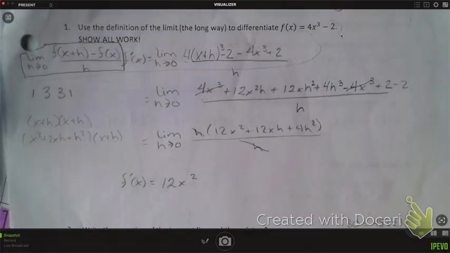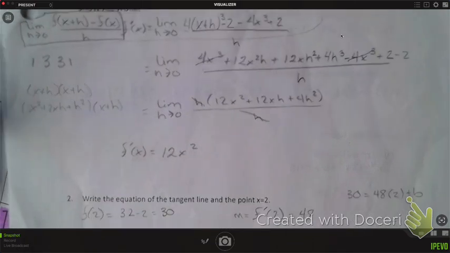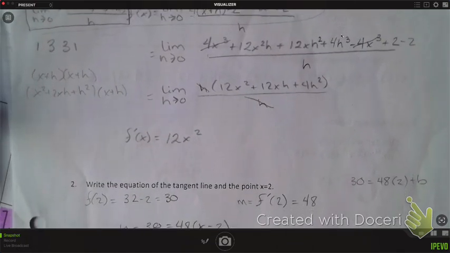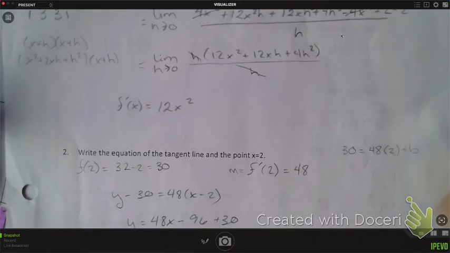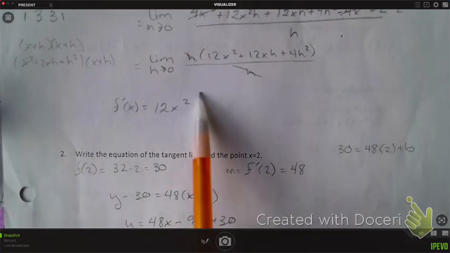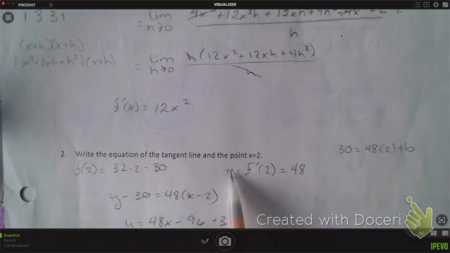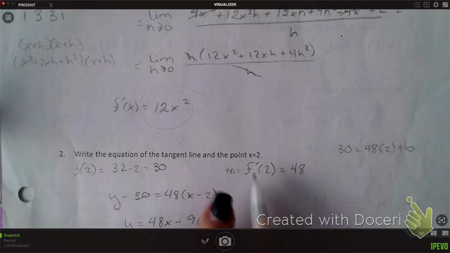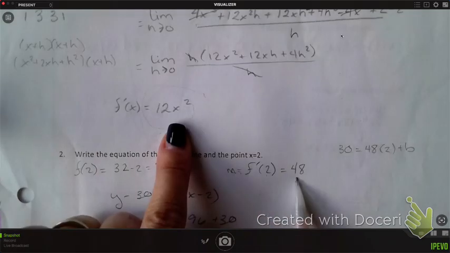Got it? Okay, so the next one, it says write the equation of the tangent line. Well, for the tangent line, I need the instantaneous rate of change, right? So I use this formula right here to find my instantaneous rate of change. That's my slope, isn't it? Yes. So I have m equals the derivative at 2, which is 48.